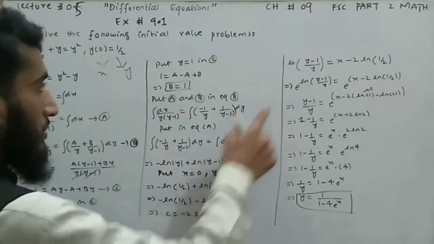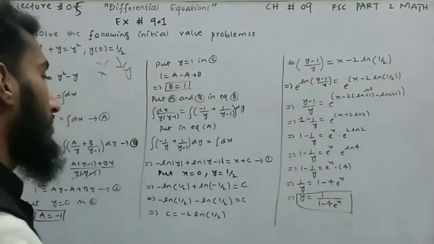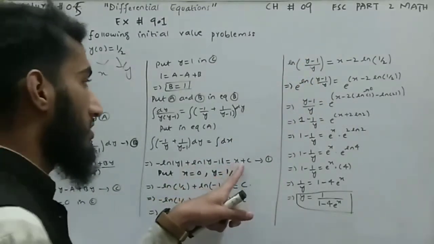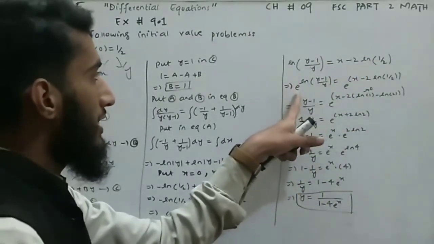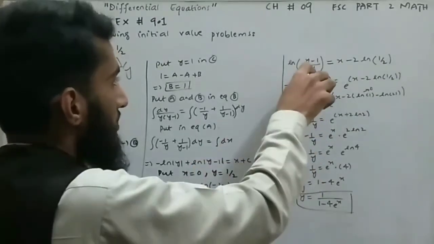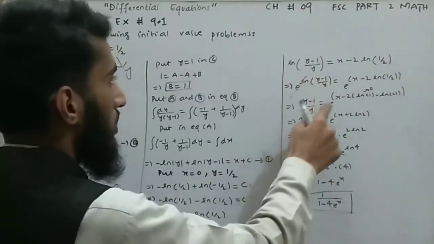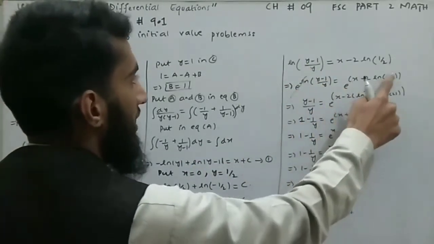ln of y minus 1, which can be written in this form according to the generalized formula of logarithm. And x plus c, where c is minus 2 ln of 1 over 2. Now take the exponential on both sides. Over here they cancel each other because they are opposites. So y minus 1 over y equals e power x minus 2 ln of 1 minus ln of 2.